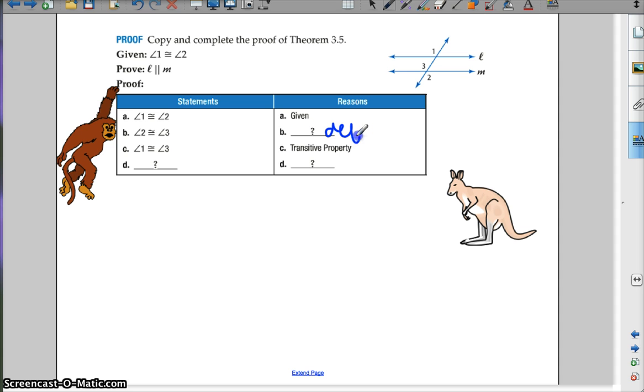Vertical angles, which is my favorite angle, if you didn't know that.